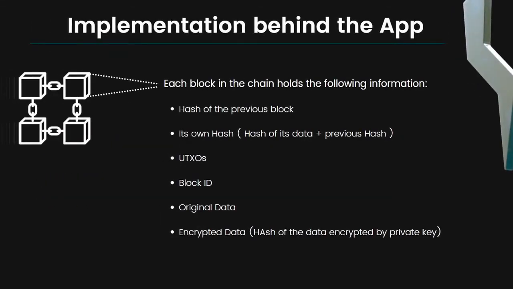So let's dive deeper into what the block is composed of. The block we have made is composed of the hash of the previous block, its own hash, the hash value of its data, UTXOs, block ID, original data, and encrypted data, which is the hash of the data encrypted by the private key. Now let's dive deeper into the logic behind our code.